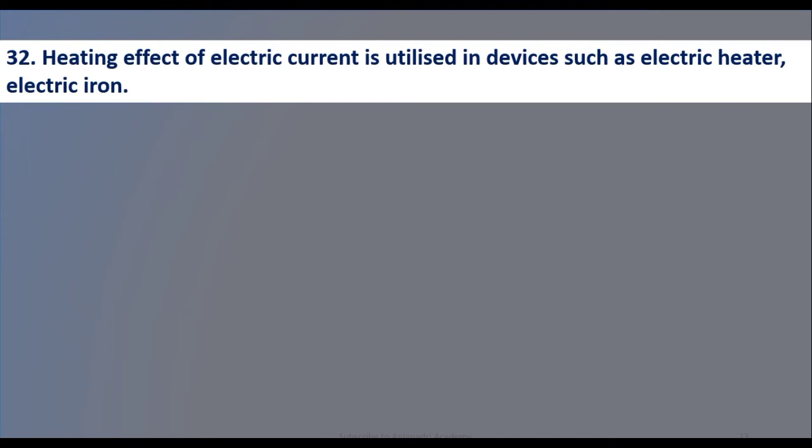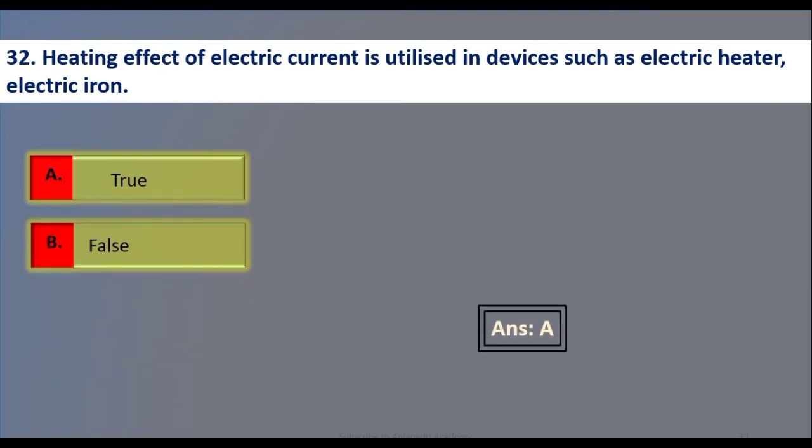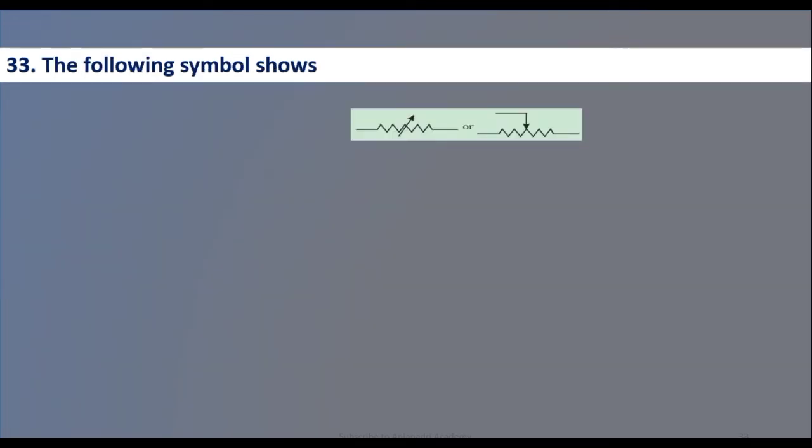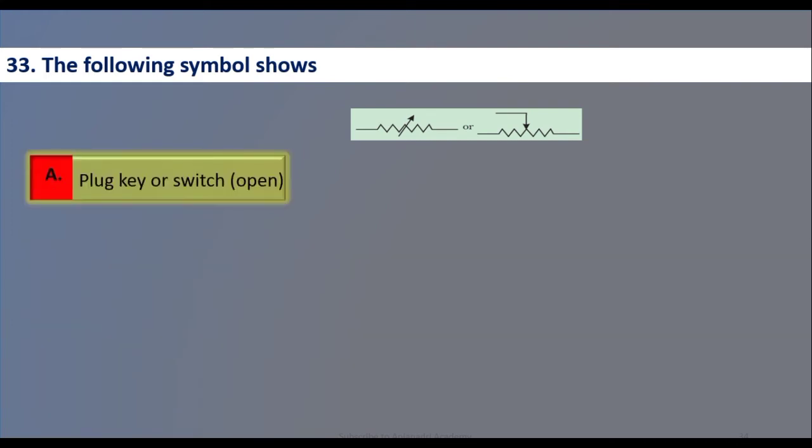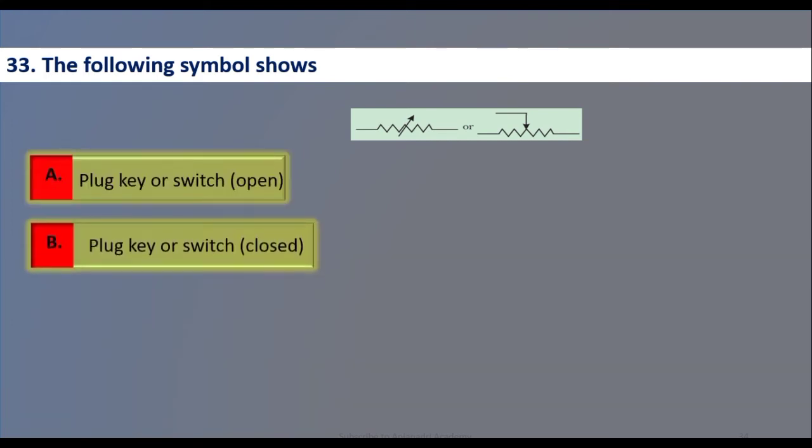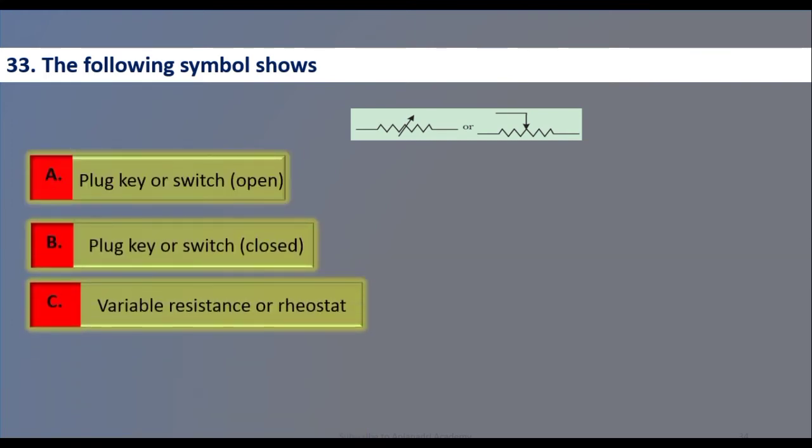Heating effect of electric current is utilized in devices such as electric heater, electric iron. True, false. Yes, it is a true statement. The following symbol shows plug key closed, plug key open, variable resistance or rheostat, a battery. As it is, option C is the right answer.